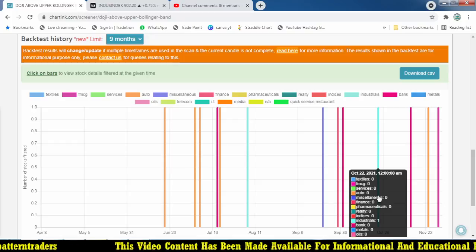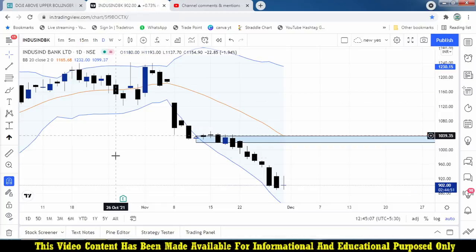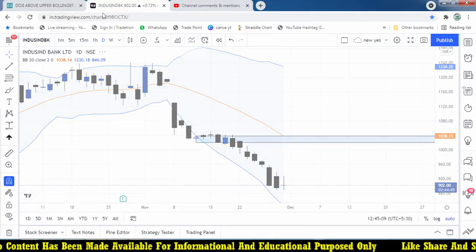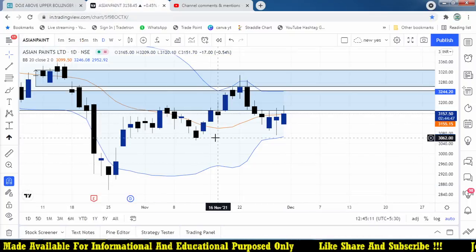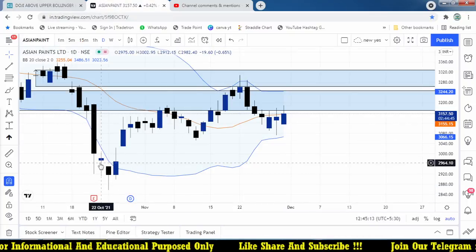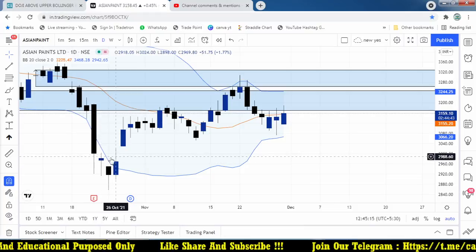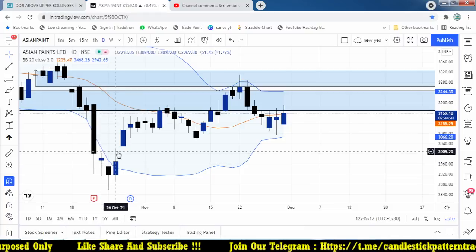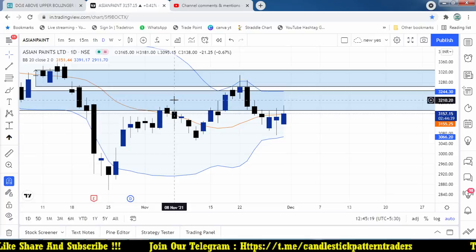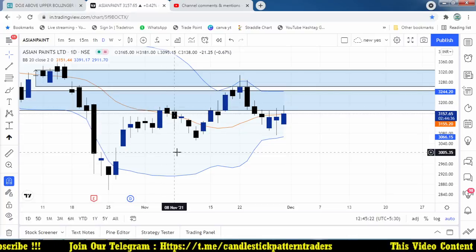The scanner is working good, and this was Asian Paint. Let's see where Asian Paint forms. That is the 22nd. I think this one may be good. When there is a breakout on the next day or 2 days later, after that the market rallied. So that is also working good.